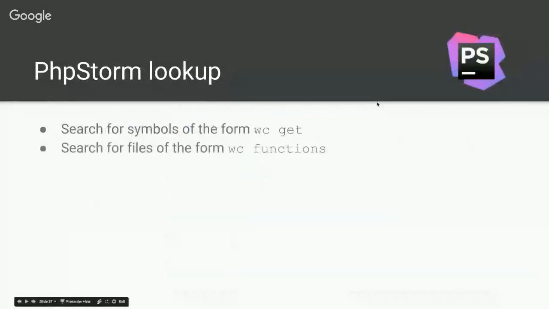Same thing for files of the form WC functions, because they use that helper function syntax of wrapping up their static class methods. If you just open up files WC functions, you can see all of those in one space.